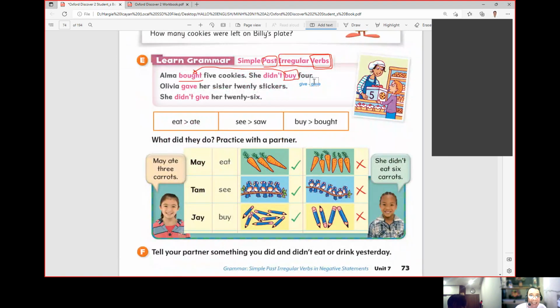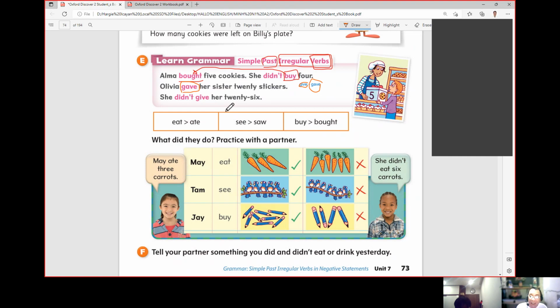So give is in the present tense. How to form the past tense of give? It becomes gave. If we try to use that in a sentence: Olivia gave her sister 20 stickers. So that means the action has been done already even without a signal word.